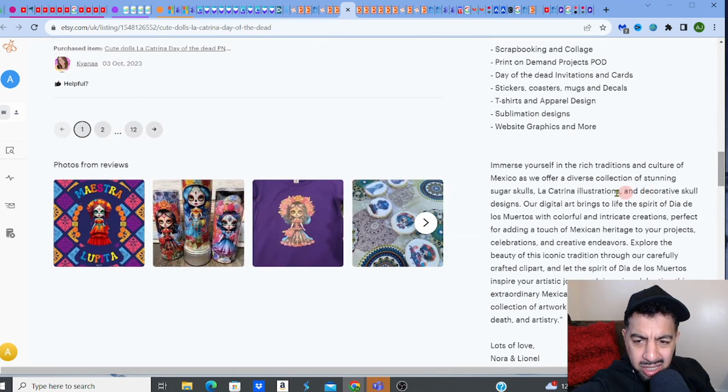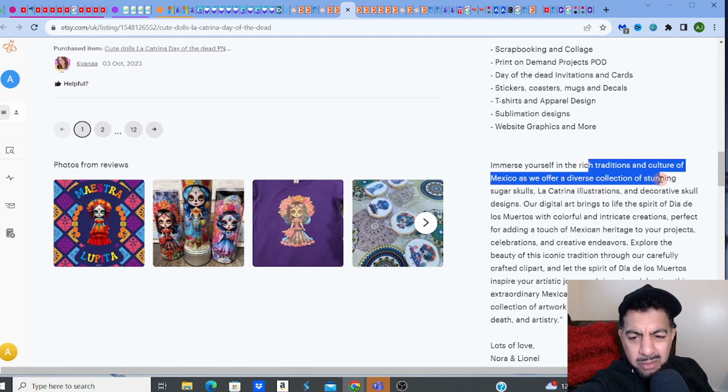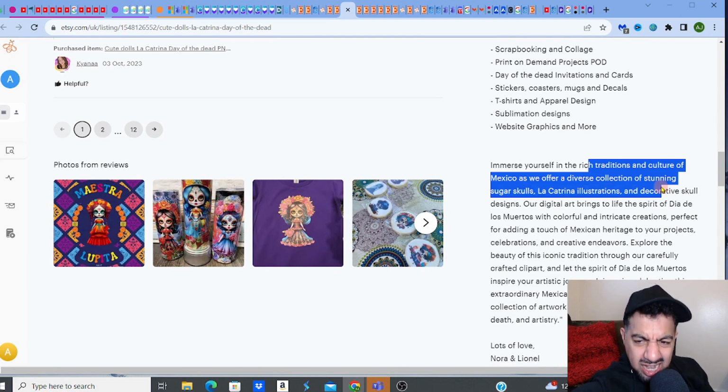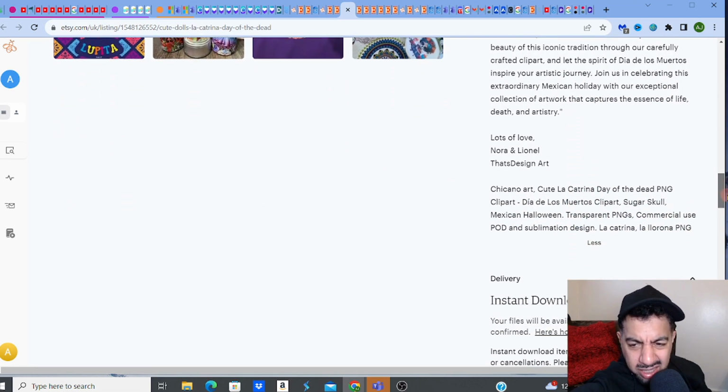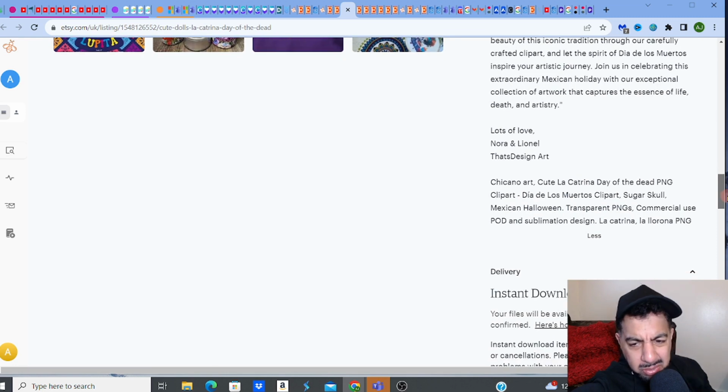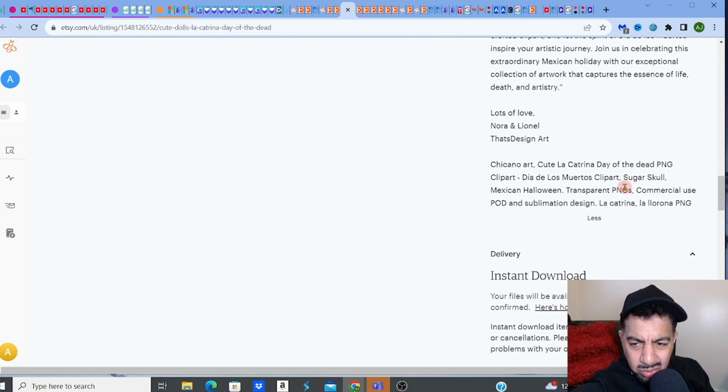Let's go down. Immerse yourself in the rich traditions of the culture of Mexico as we offer diverse collections of stunning sugar skulls, La Catrina illustrations and decorative. See, you're kind of selling it. This is where you're selling it, okay? This is what I'm trying to say, man. You sell the whole idea. And again, more written information, with more certain keywords there. Look, Mexican, Halloween, other things there.